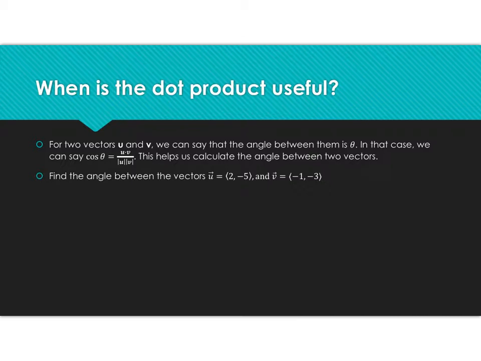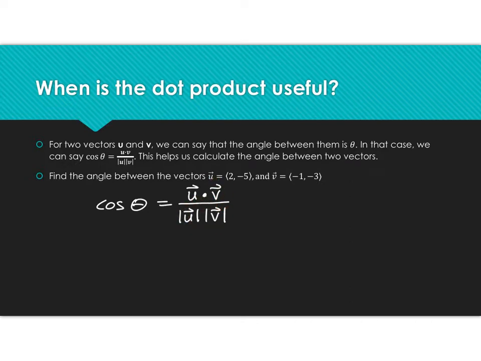So when is the dot product useful? We can use the dot product to find the angle between a couple vectors. We have this formula right here. Cosine theta is u dot v over the magnitude of u times the magnitude of v. So we're going to use this formula to find the angle between the vectors u and v given here. U is 2, -5, v is -1, -3. So again, we're using the fact that cosine theta is u dot v over the magnitude of u times the magnitude of v.